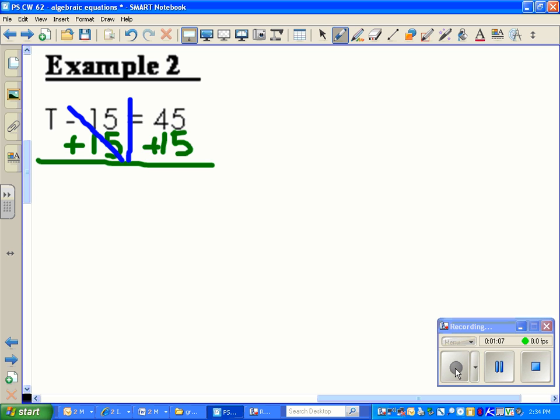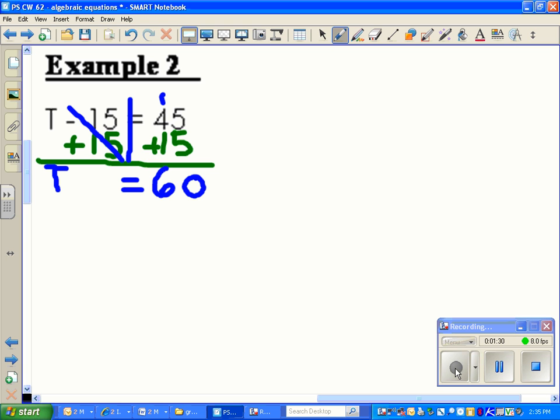So now who do we have by itself? The t, so that's just what we want, the unknown alone. And now let's see what we get. 45 plus 15, 5 plus 5. Keep the 0, bump the 1. 4 plus 1 is 6. T equals 60. Now we need to do our check.